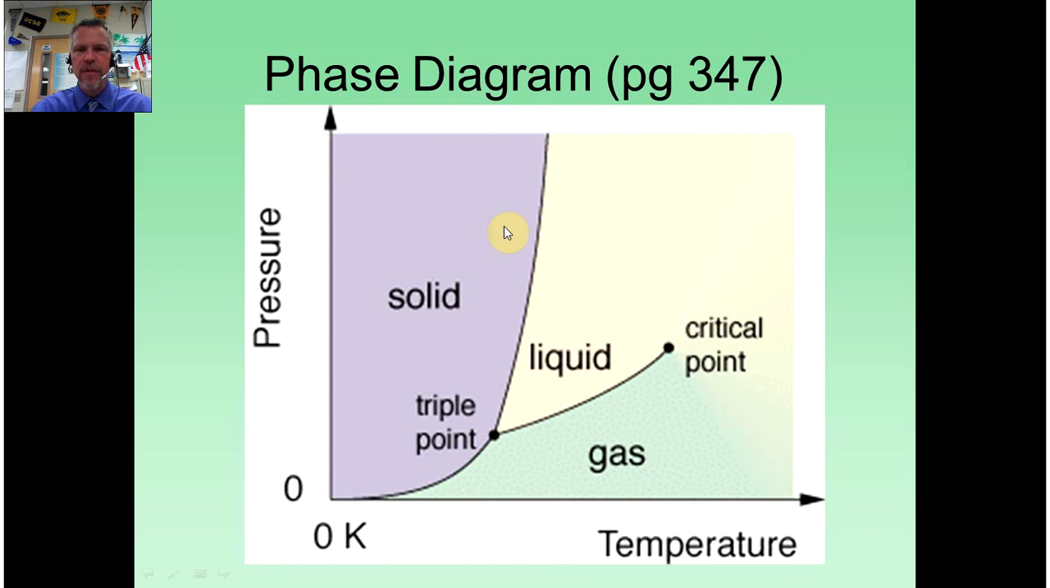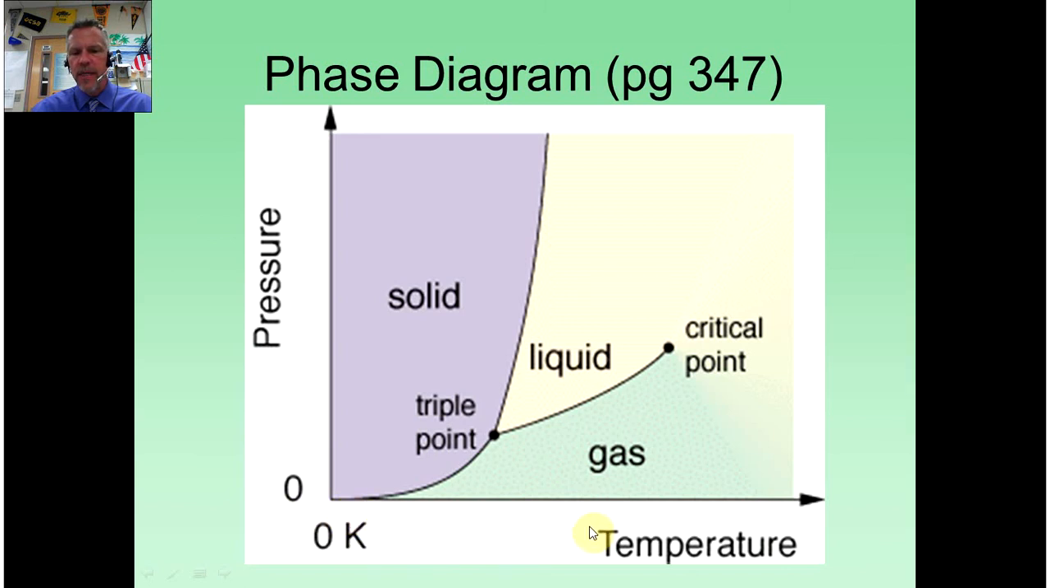It's not for any specific compound, but there is a phase diagram for water, and there's a phase diagram for acetone, and there's a phase diagram for benzene, and there's a phase diagram for sodium chloride. Any compound has a phase diagram. This is a generic one, if you will. And a phase diagram lets you look at temperature.